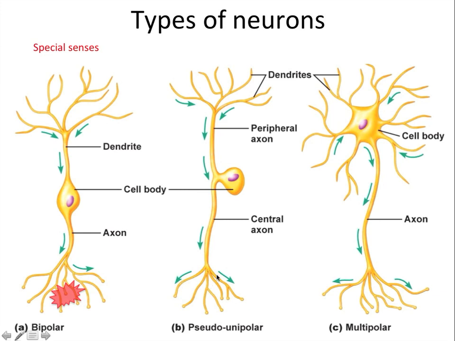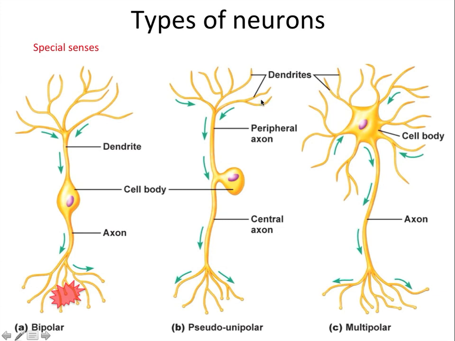The next one we're going to look at is a pseudo-unipolar neuron. And what you can see here is that from the cell body, it looks like it only has one axon. And we've got two parts of these axons. The peripheral axon, which as the name suggests, is further towards the periphery, and the central axon, which is closer to the central part of the nervous system. Now, pseudo-unipolar neurons don't technically have dendrites, although they're labelled here. These are not true dendrites, because true dendrites will actually come off these cell bodies.